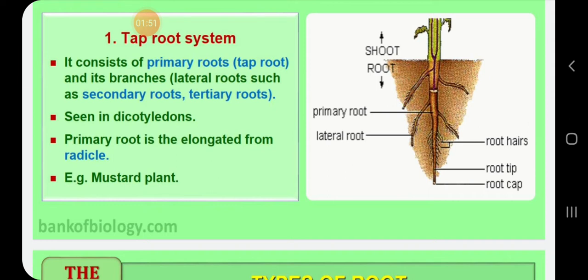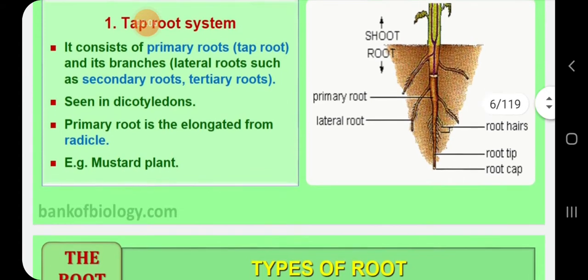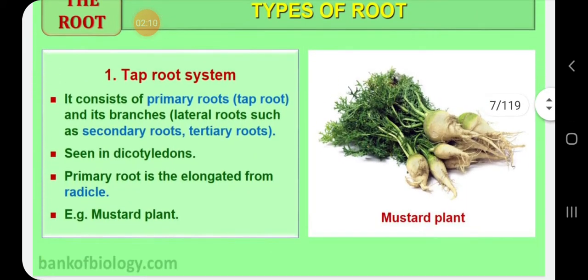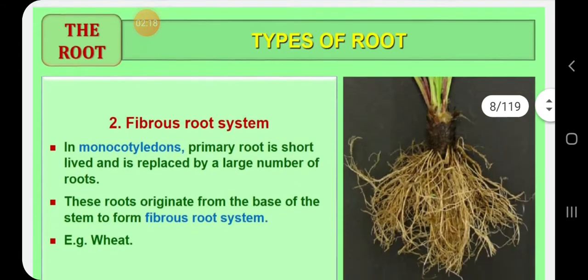This type of root you will see in dicotyledonous plants, that means plants whose seeds have two cotyledons in them. For example, the mustard plant or any pulses. This is the taproot system, which consists of the primary root and its branches, as you can see in the mustard plant.